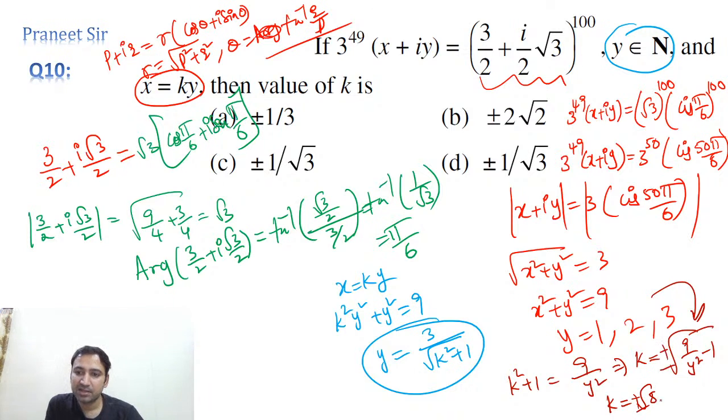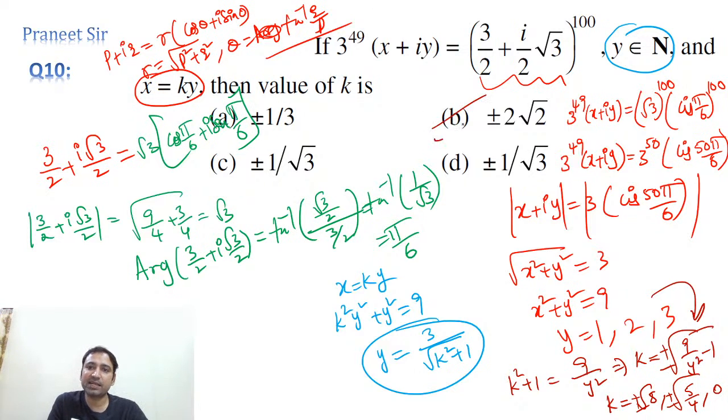If you substitute y equal to 2, then how much do we get? Square root of 9 by 4 minus 1. 9 by 4 minus 1 is how much? Plus or minus root 5 by 2 we get. And then if you take y equal to 3, we are getting 0. So these are the values we are getting.